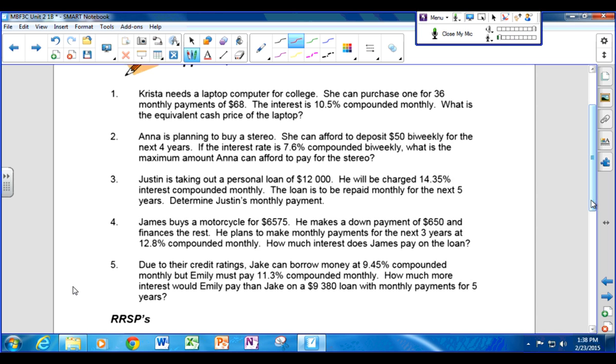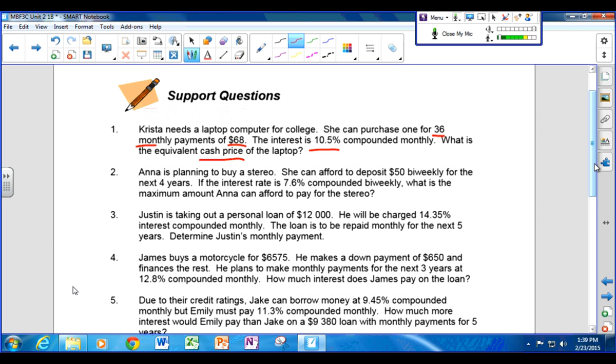All right, so Krista needs a laptop computer for college. She can purchase one for 36 monthly payments of $68. The interest is 10.5%. What is the equivalent cash price of the laptop? Equivalent cash price, right? Maybe her auntie can lend her the money to buy it for cash, but maybe this is a good deal compared to whatever's being sold elsewhere. You don't know, so we give this a try.